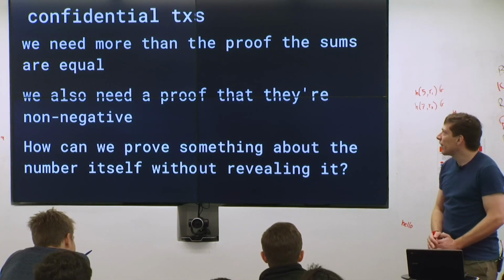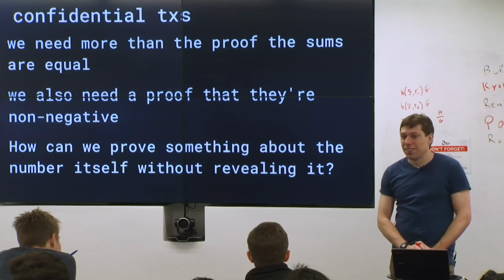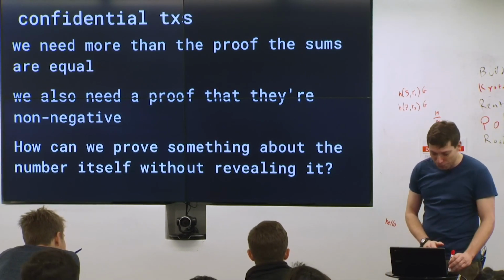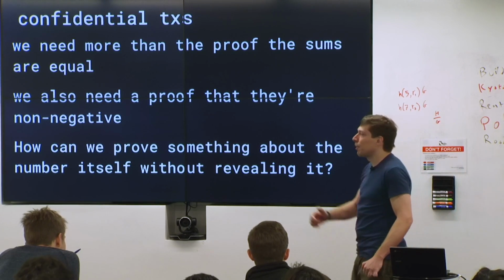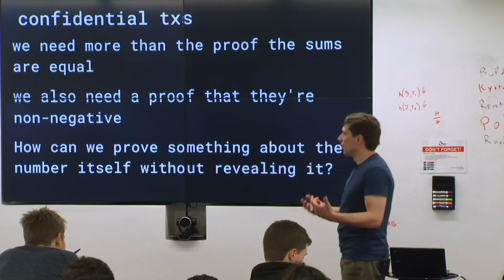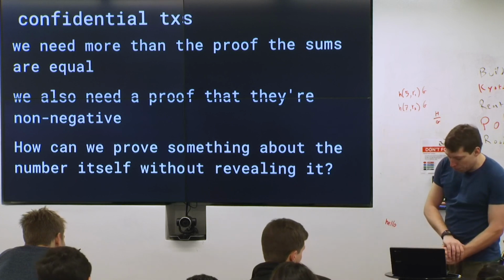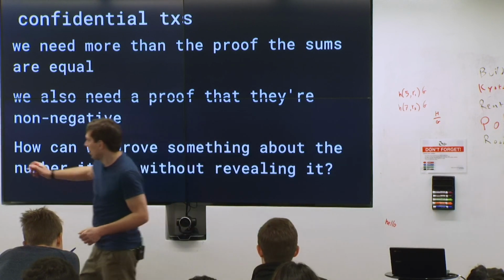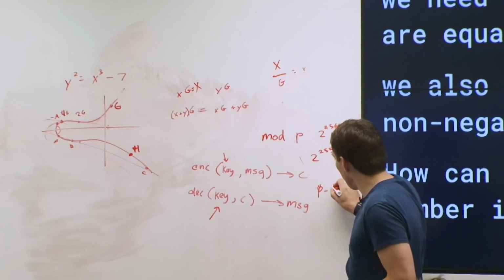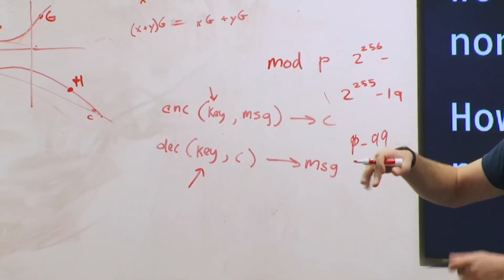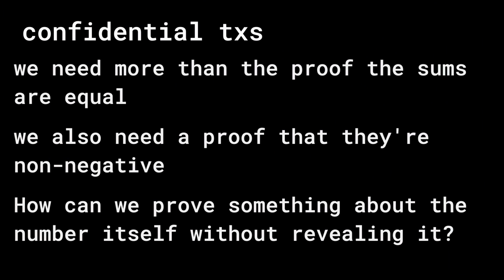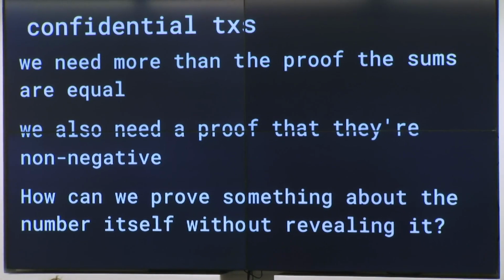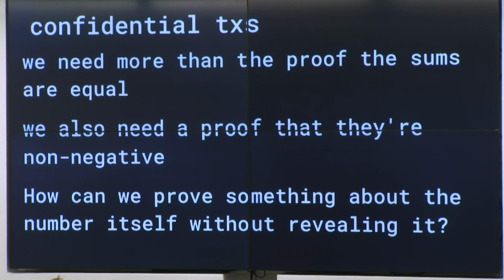We need more than a proof that the sums are equal. It was working really well, but just a proof that the sums are equal is not enough because we're modulo this big prime number, and so you can sort of make these negations. We also need a proof that they're non-negative, and not just non-negative, right? Because that negative 99 is actually essentially p minus 99, which is some huge number, like 2 to the 256 minus 99-ish. So it's not just that they're non-negative. We have to prove that they're reasonably sized, that they're fairly small. So if you could prove, okay, this number is non-negative and it's less than 2 to the 64, that would be cool.